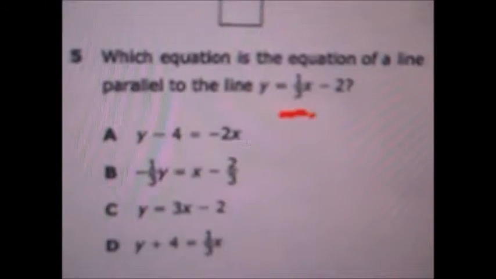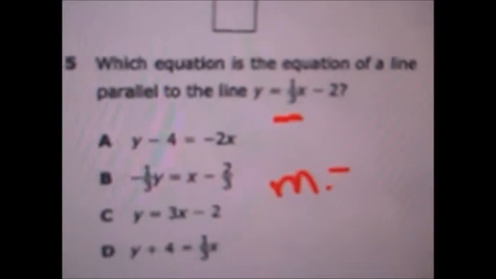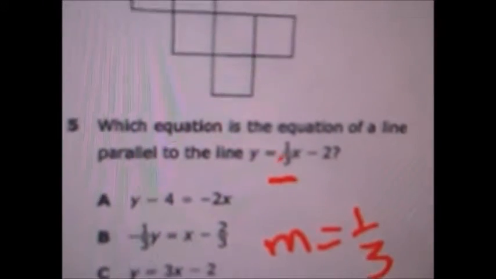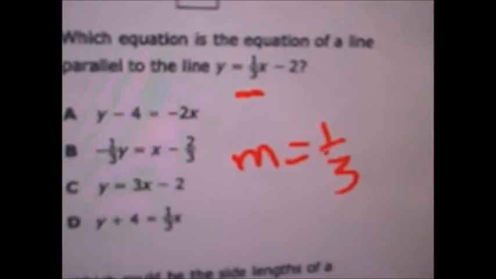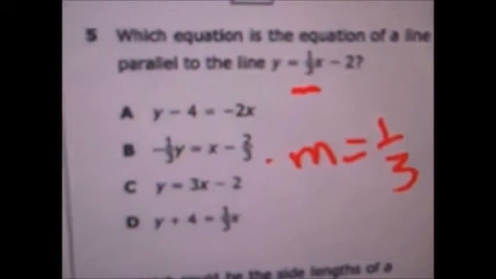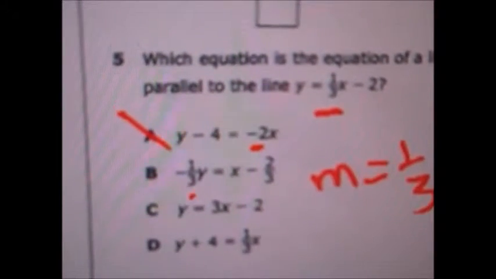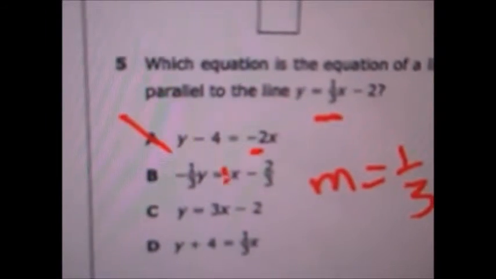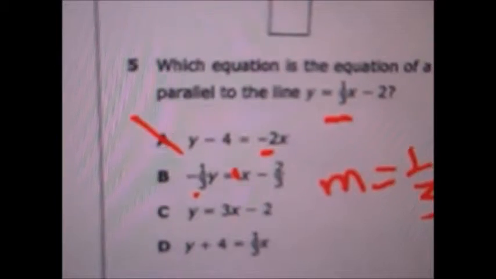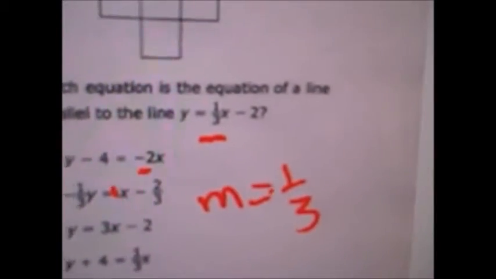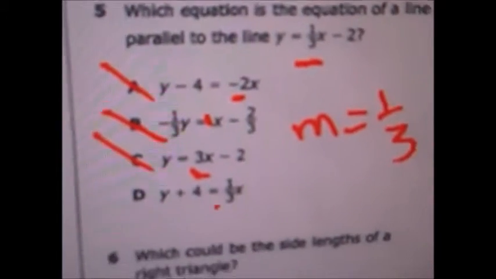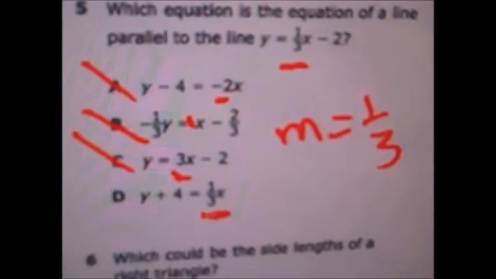Parallel equations have the same slope. This one is 1 over 3. The other equation should also have the slope of 1 over 3. In this case, this is not it. This is 1, and when you divide 1 by negative 1 over 3, you don't get positive 1 over 3. That's not it. Here it's 3, that's not it. Here, this one has the correct slope, 1 over 3.